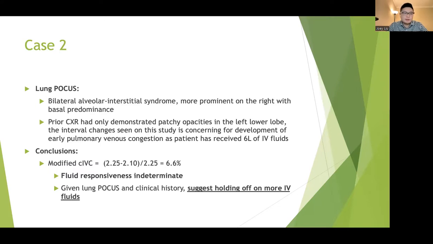And from the measurements taken, we felt that the modified collapsibility index was 6.6%. It's not to say that the patient is not fluid responsive, but rather they're more fluid indeterminate in this instance. And given our findings in the lung POCUS with the interval development of alveolar interstitial syndrome, more prominent on the right side, as well as the clinical context in which she had already received 6 liters of IV fluids, we suggested to the care team that maybe it's better to hold off on more IV fluids for this patient.